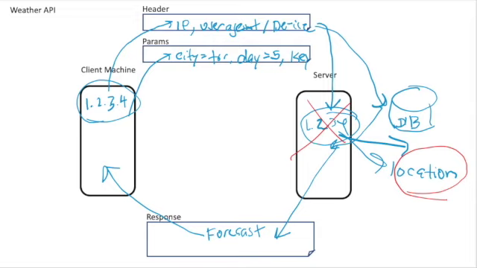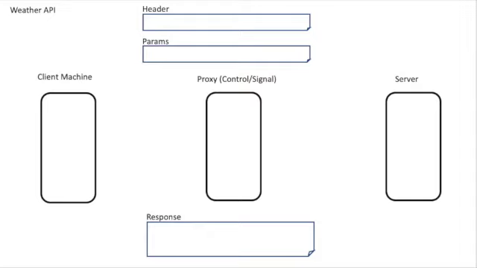So to counter that, what you do is you actually go ahead and you set up a proxy. So again, client machine is going to say, I want to go 1, 2, 3, 4. I'm going to send that in my request header. And then I'm also going to have some parameters. Again, day is equal to 5. City is equal to Toronto. What happens in this case, though, is this information then goes through this proxy.